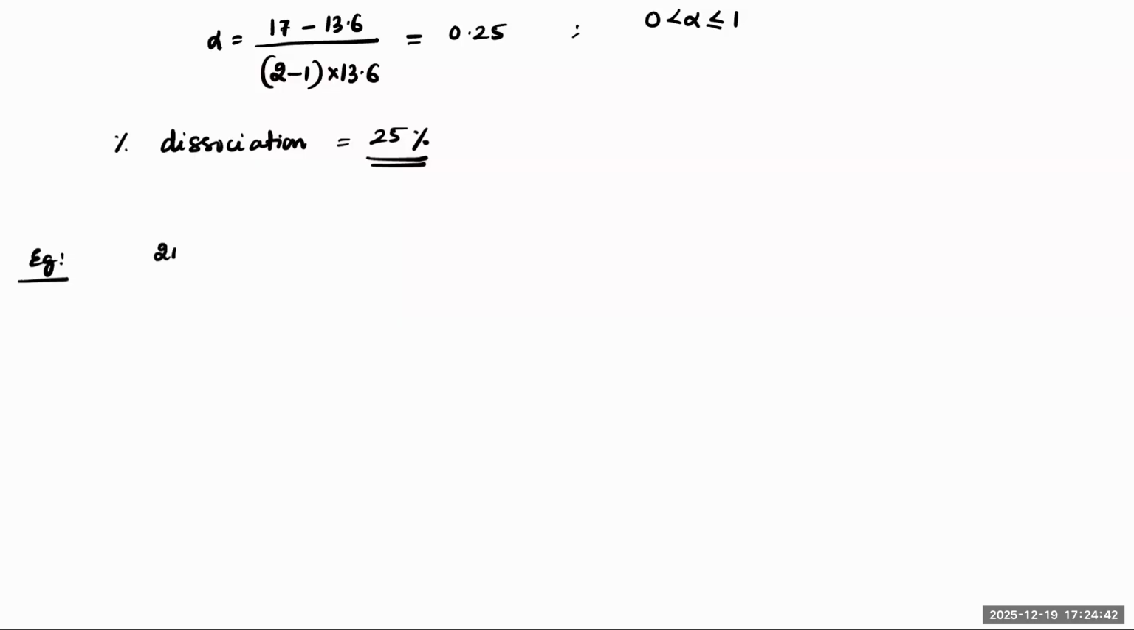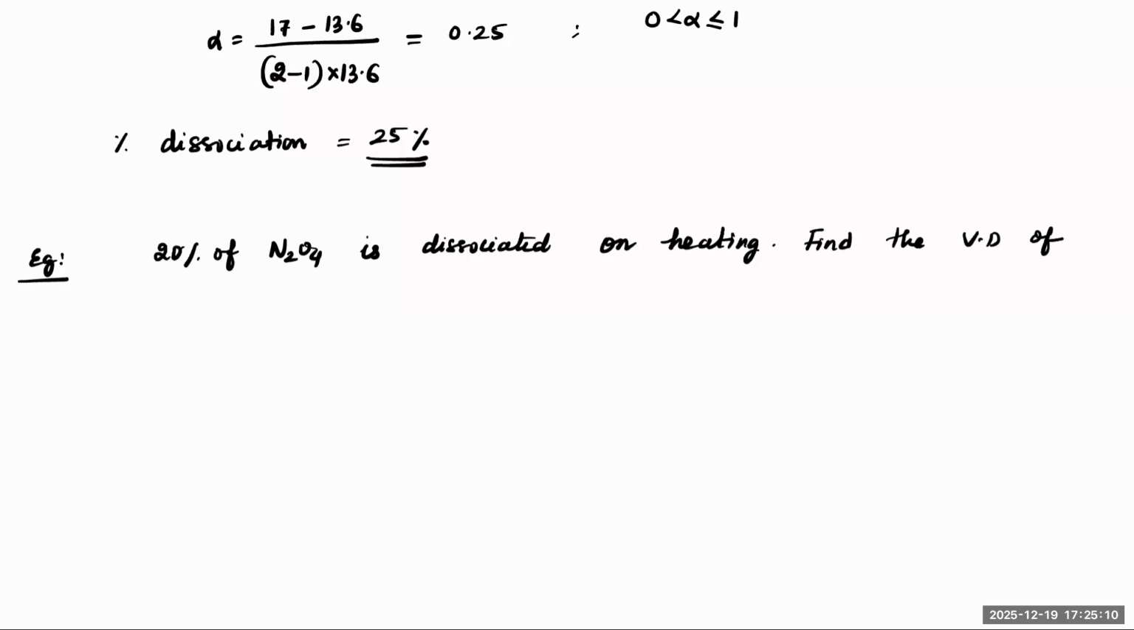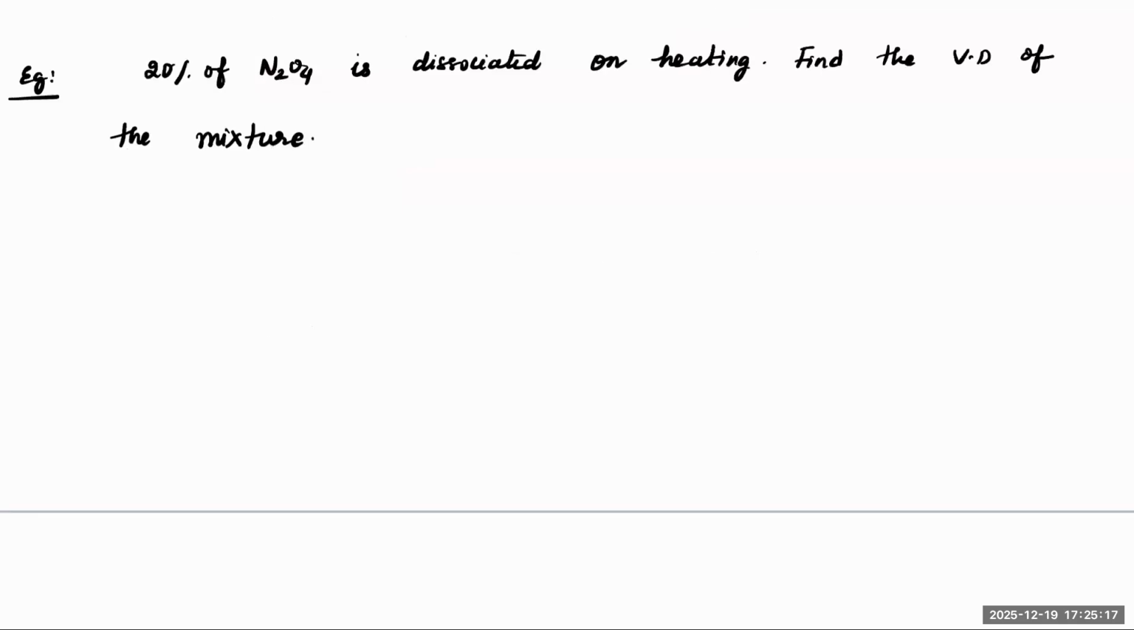20% of N2O4 is dissociated on heating. 20% of N2O4 is dissociated. Clear? Find the vapor density of the mixture. Find the vapor density of the mixture. Okay.